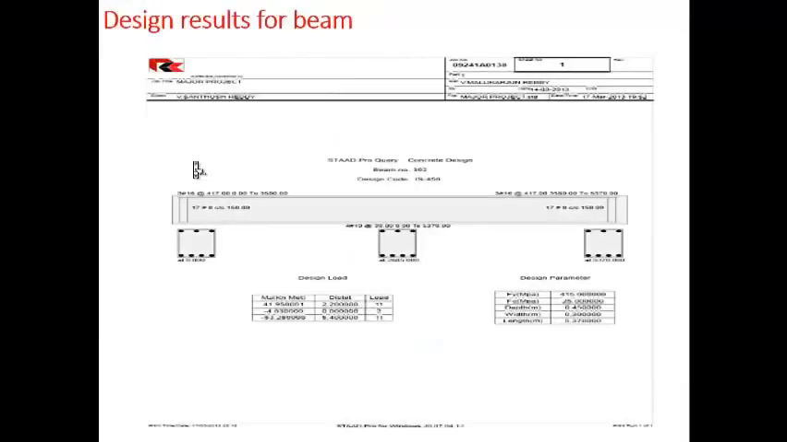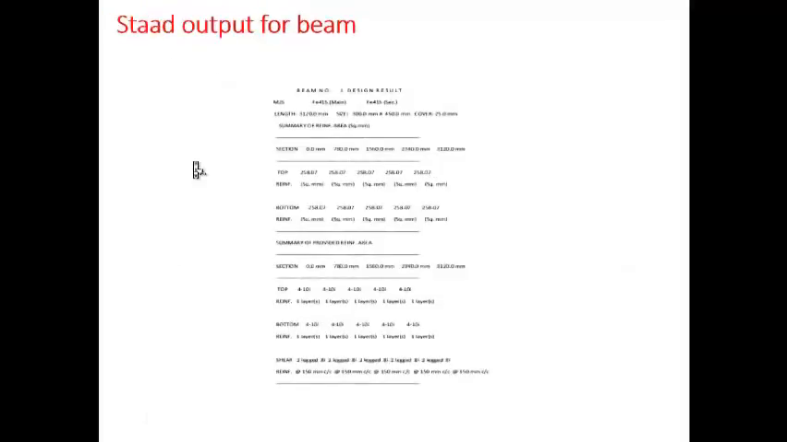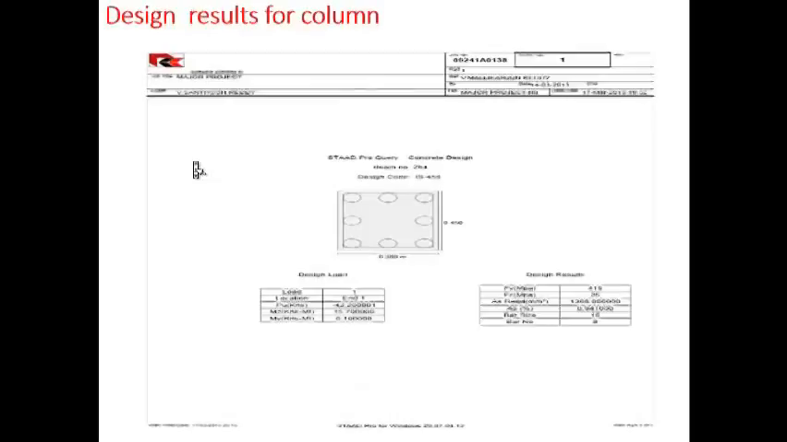This is the result for the beam, showing the reinforcement details of each individual beam. This is the chart output for the beam, showing the sectional area, top reinforcement, bottom reinforcement, provision of spacing, and shear reinforcement.